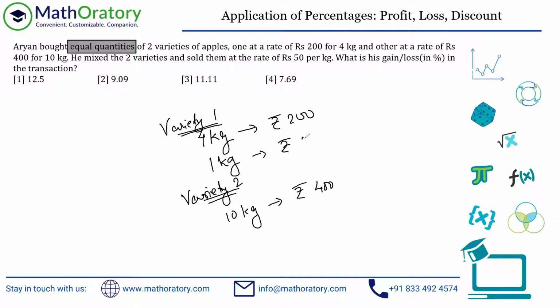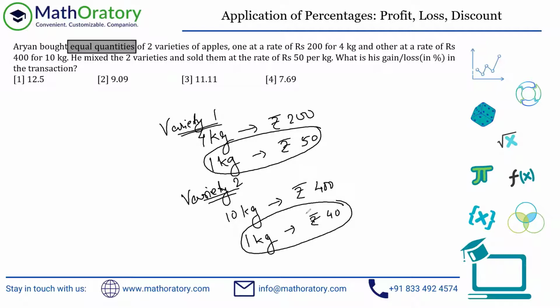I always do this check just to avoid decimals and all, simplifying calculation and stuff. So dealing with integers is always simpler than dealing with decimals, right? So effectively what we have is this is variety 1, every kilo is costing rupees 50, and variety 2, every kilo is costing rupees 40, right? So now we have equal quantities. And then the question carries on by saying he mixed the two varieties. So he's mixing both of these and selling them at rupees 50 per kilo.